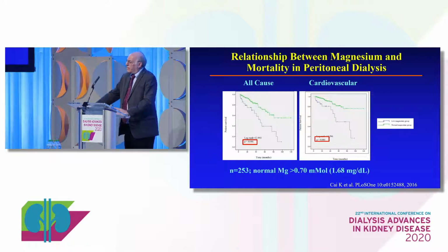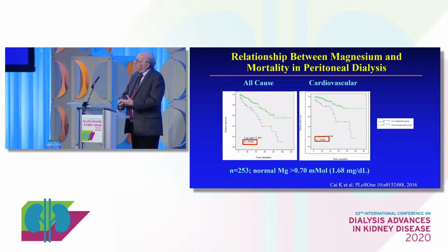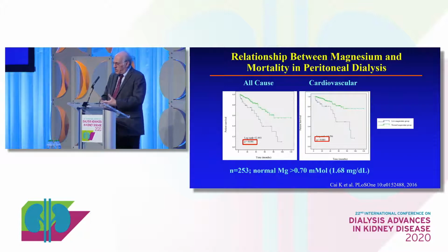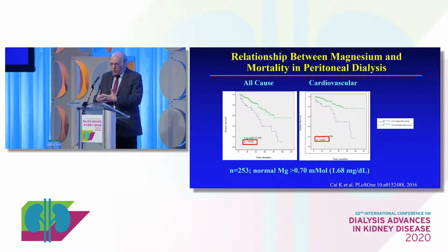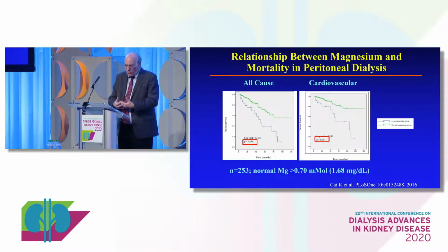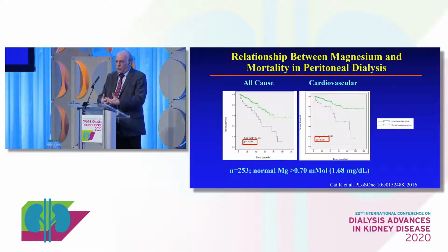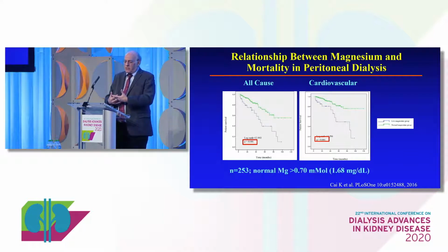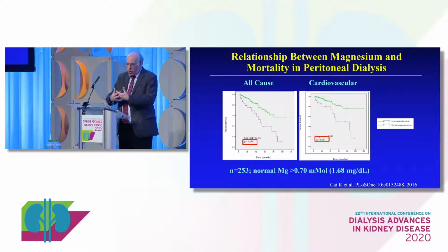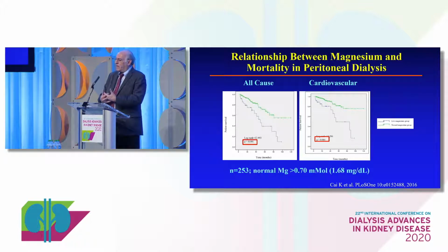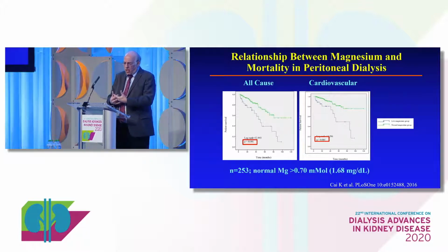Magnesium, something that I at least don't routinely monitor in all of my PD patients, and I'm beginning to wonder if I should. Again, taking patients in the normal or below normal range of serum magnesium, 1.7 milligrams per deciliter as the cutoff, you can see that patients with a lower serum magnesium have an increase in both all-cause and cardiovascular mortality.